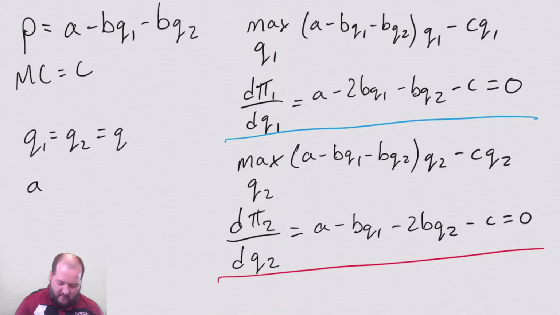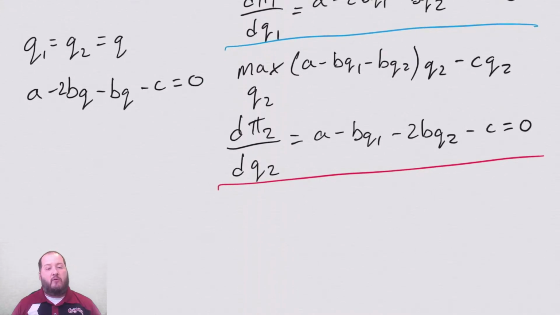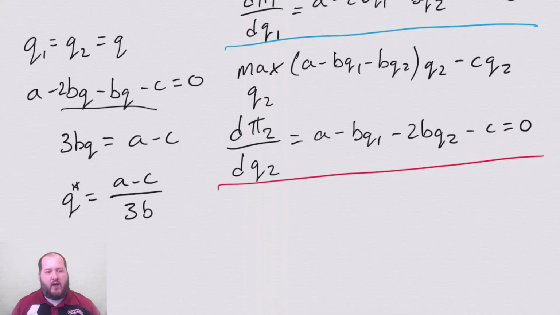I'm going to get A minus 2BQ minus BQ, I'm just dropping all the subscripts right here, minus C equals 0. Well, let's clean this up. Everything with a Q goes to one side of the equation, and everything without a Q goes to the other. Combining these two terms, I have 3BQ, and on the other side, I have A minus C. I can divide both sides by 3B, and I get Q star is equal to A minus C over 3B. And that's it right there.